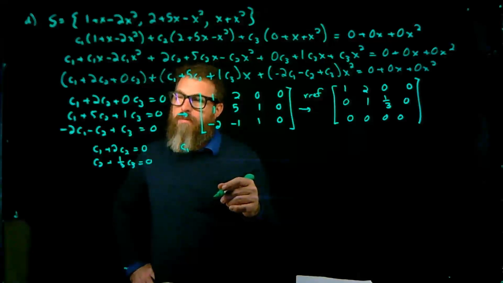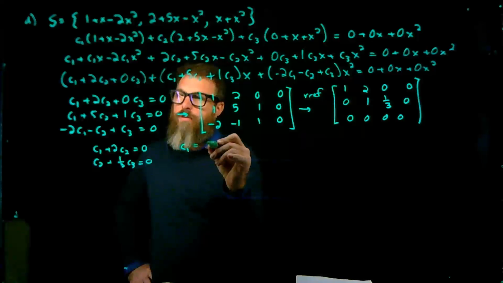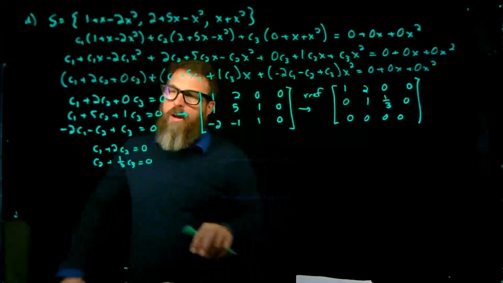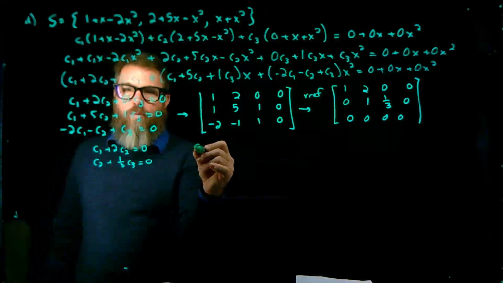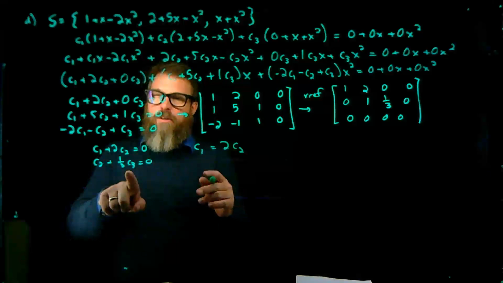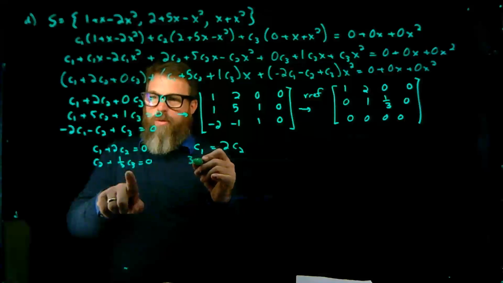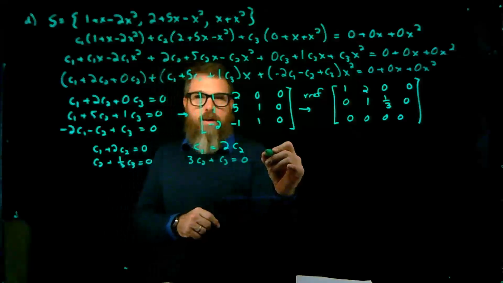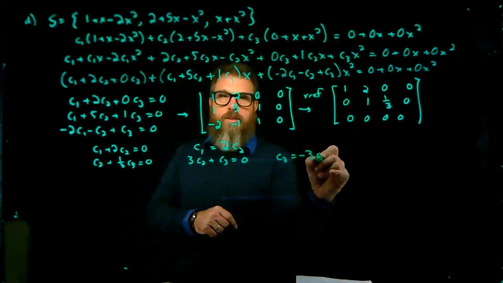So, I'll solve the first one for C1, and then I'll also solve C3 for C2. What I notice is they share a C2 in the equation. So if I solve this top one for C1, we're going to have 2C2. And what I can do is solve this for C3. So let's multiply everything by 3. So 3C2 plus C3 is equal to 0. And then I can solve this for C3. So it says that C3 is equal to minus 3C2.